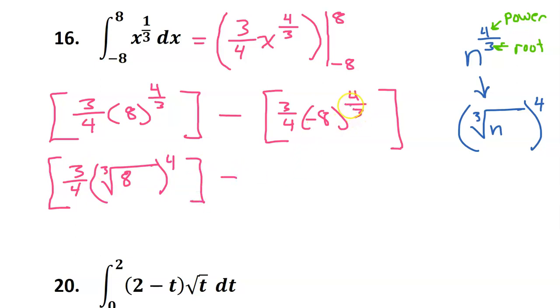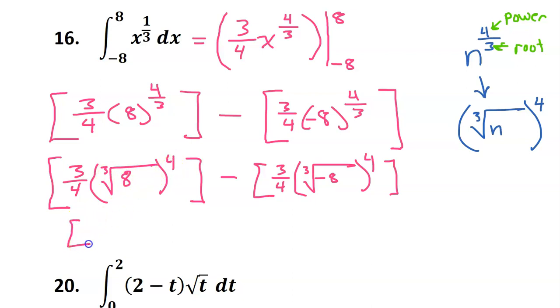Meanwhile over here, this would also be the same thing as having the cube root of -8. All right, I've got the cube root of -8, and then all raised to the 4th power. We've got power over root. So now what's going to happen? The cube root of 8 is 2. 2 to the 4th power is 16.